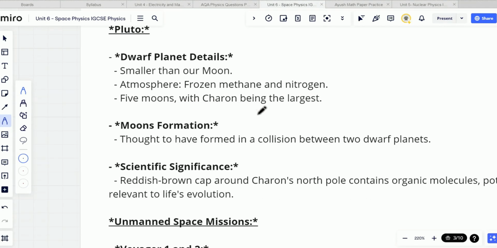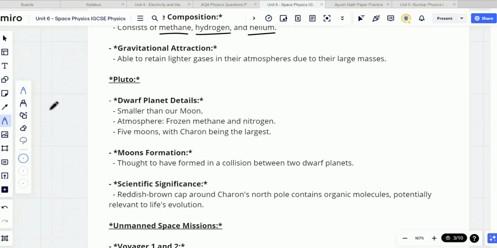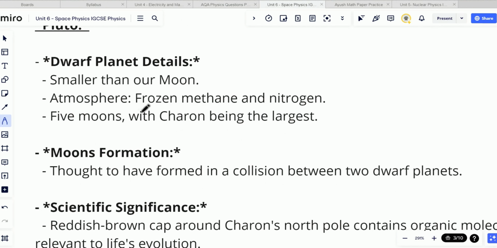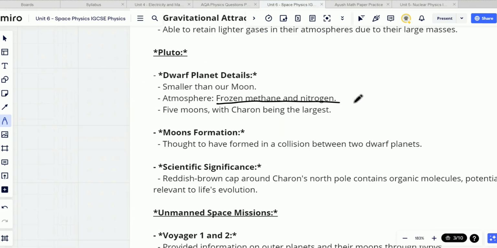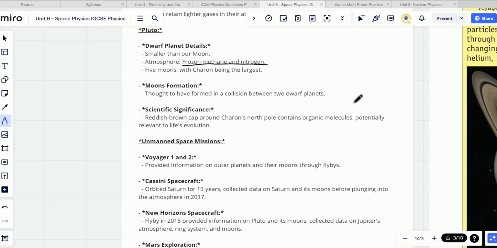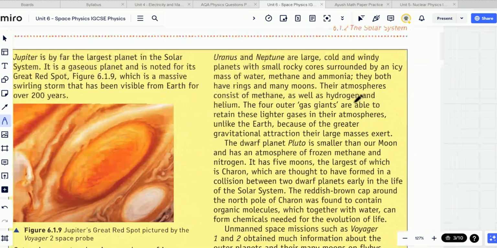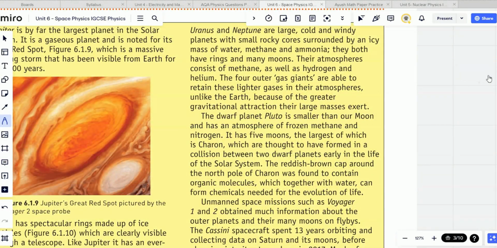What about Pluto? I discussed Pluto as well. Remember? Yes, I remember. So it is part of the dwarf planets. Dwarf planets are smaller than our moon. The atmosphere consists of frozen methane and nitrogen. Remember this, okay? It consists of frozen methane and nitrogen. Let me see this part. Five moons, with Charon being the largest. The name of the moon. Let me confirm this.